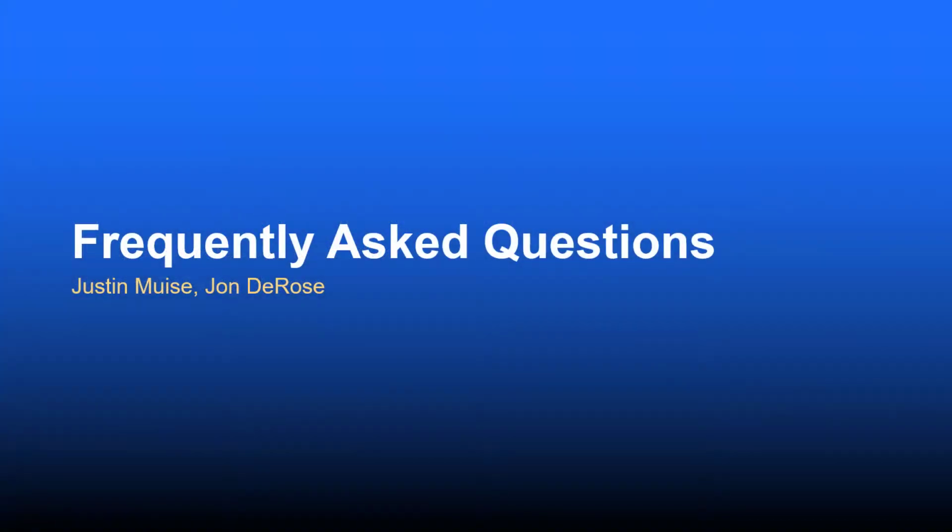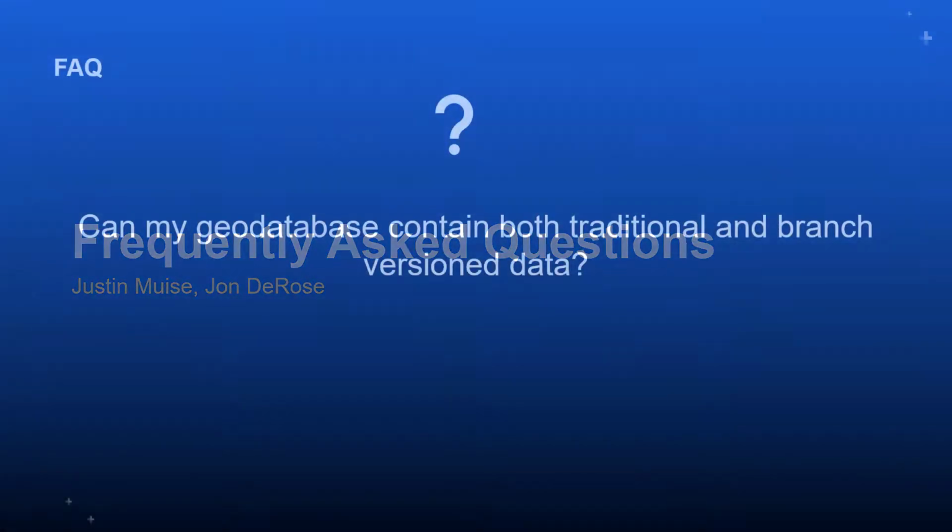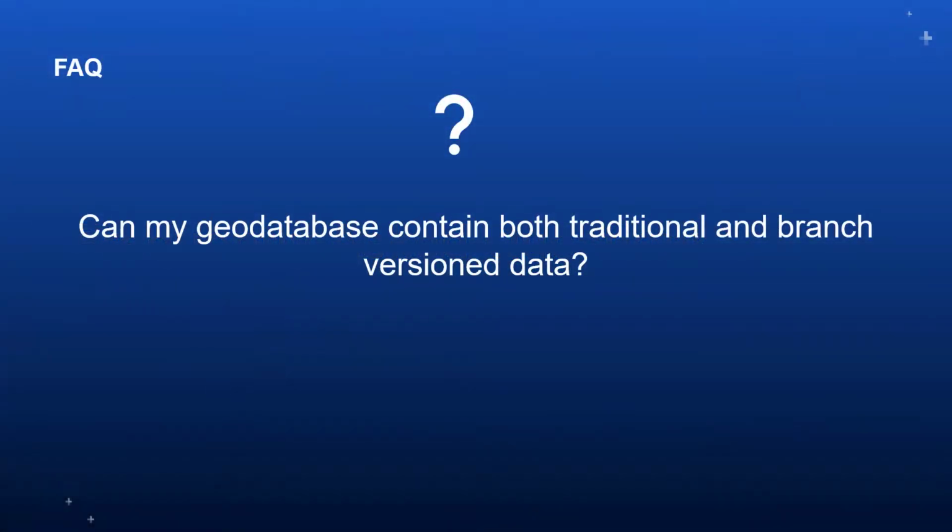I wanted to highlight some of the most frequently asked questions we've received from users at past conferences, on GeoNet, and through email. Hopefully these will address some of the questions you may have. So Justin, one of the questions we often hear is, can my geodatabase contain both traditional and branch version data? Yeah, so that's a great question. The same geodatabase can contain both traditional and branch version data. Traditional version data can be edited using a direct database connection, while branch version data is edited through a feature service. One thing to be careful about is which versioning type your geodatabase connection is configured for, just like we saw in the demos today.